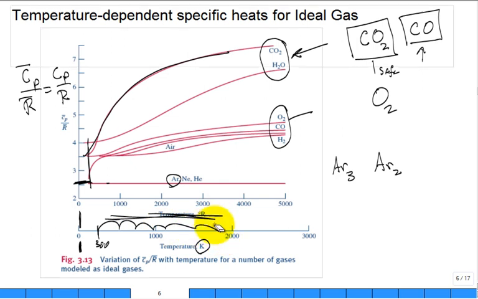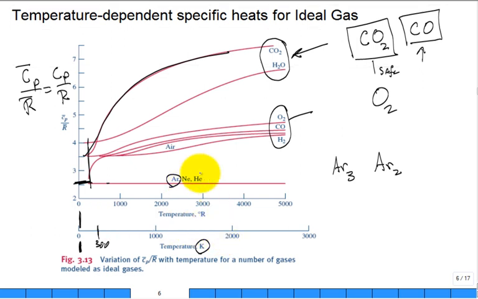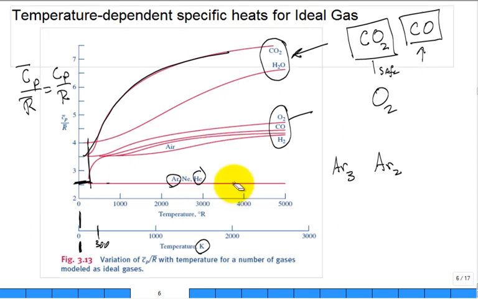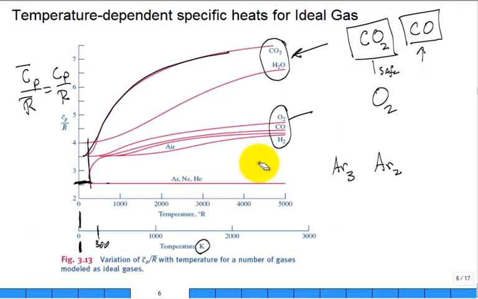Does the specific heat of helium change as I increase temperature? What's that other one? Ne. Neon. It's a noble gas, so they don't like to participate.